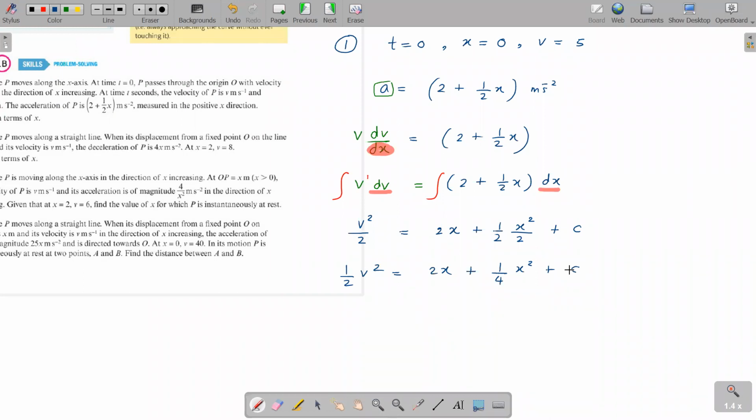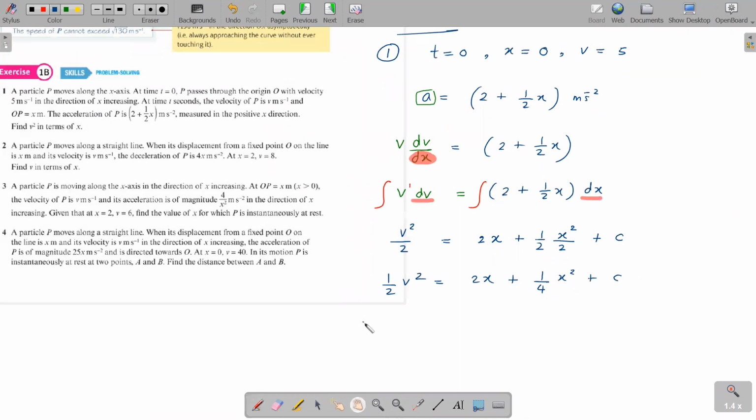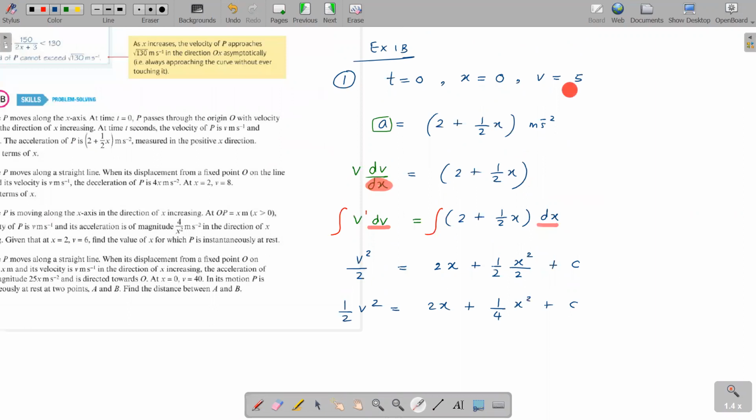Okay, so now they want us to find the equation for v square in terms of x. How do I get v square in terms of x? So this is where the boundaries come into play. So what are the boundaries we have? They've told us we don't have t here, but we do have x and v. So when x is 0, they've told us v is 5. So use those boundaries. When x is 0, v is 5. So apply these boundaries.